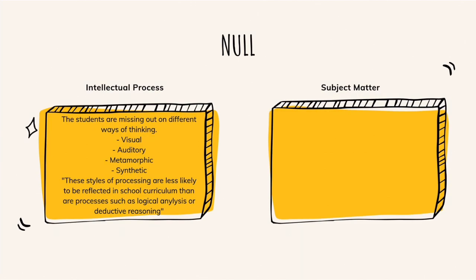For example, visual thinking, auditory thinking, metaphorical thinking, and synthetic thinking. It is said that, quote, these styles of processing are less likely to be reflected in school curriculum than processes such as logical, analysis, or deductive reasoning.